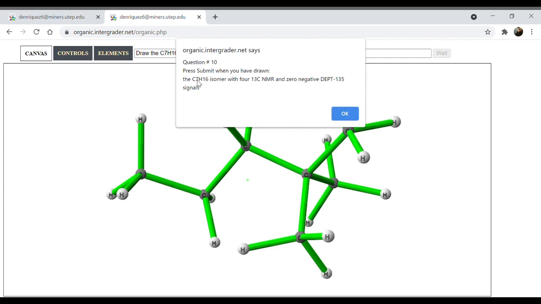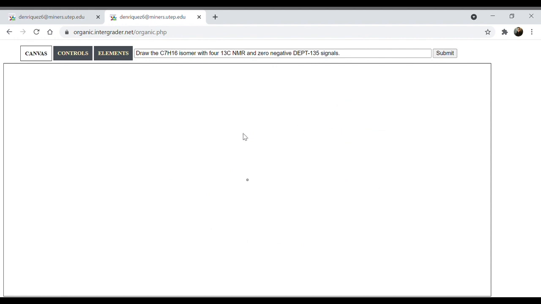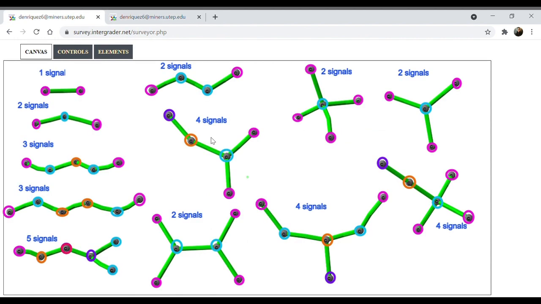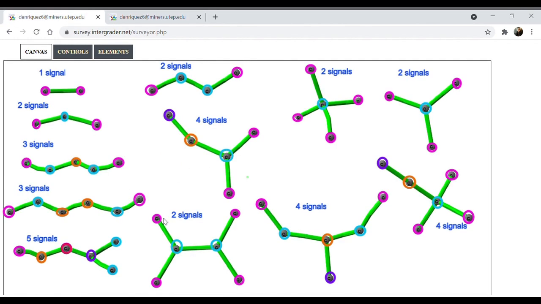Okay, 7 carbons, 4 signals, no methylenes. So I'm gonna go over here. I have 4 signals. That's not gonna be it. This one has 2 methylenes. 1, 2, that has a methylene. Okay, so I'm going to have to figure this one out with 0. So let me see again.